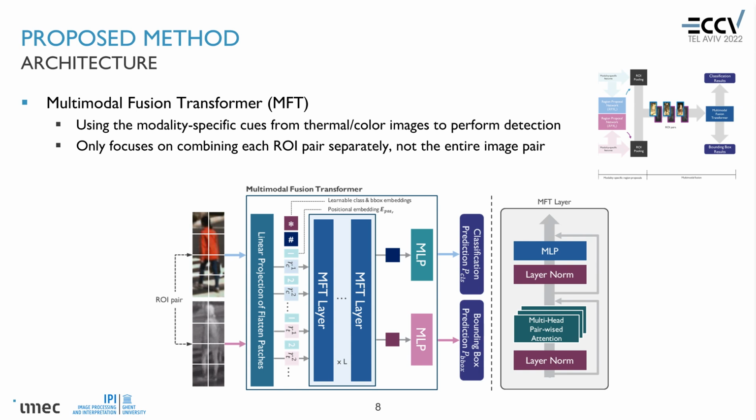The objective of the multimodal fusion transformer is to merge the modality-specific features from the ROI pairs. We divide the ROI pairs into patches as input. After the multimodal fusion transformer, we will get the classification and bounding box predictions according to the different tokens.